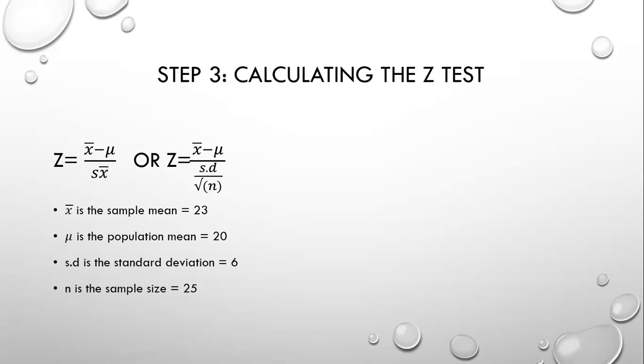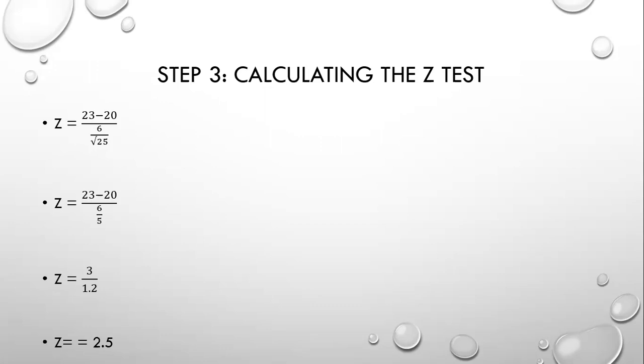First we need to identify the sample mean, which is represented by the X bar there, and the sample mean is 23. We also need to identify the population mean, which is represented there by the U, and is 20. The standard deviation is 6, and the sample size is 25. So we can then substitute into the formula.